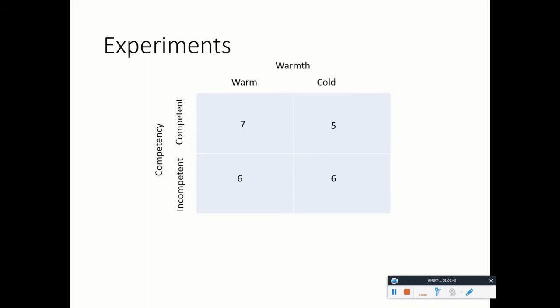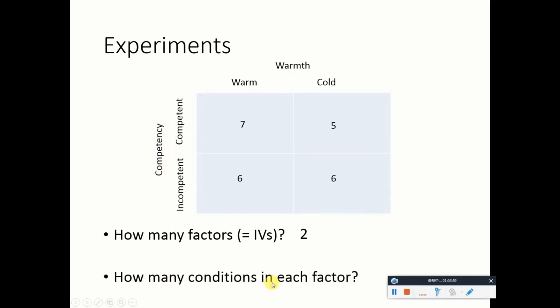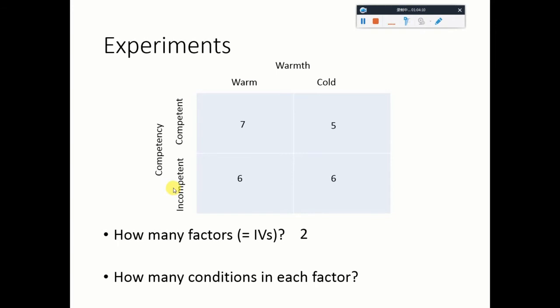So let's consider this 2x2 design. First of all, let me ask you, how many factors are there? The answer is 2. Two factors. How many conditions are there in each factor? For the warmth factor, it has 2 conditions, warm, cold. For the competency factor, there are also 2 conditions, competent, incompetent. So the answer is also 2.